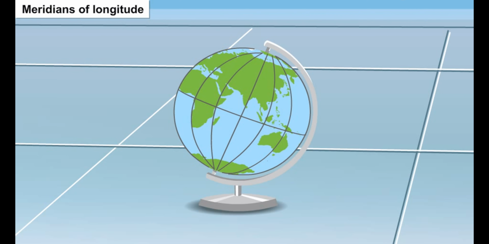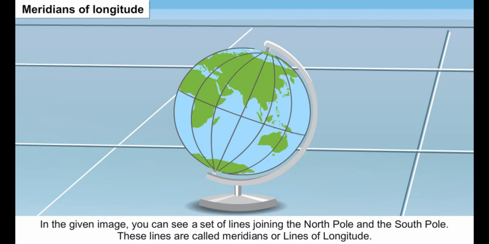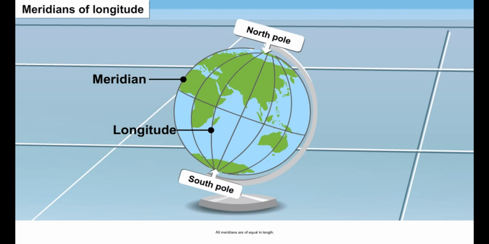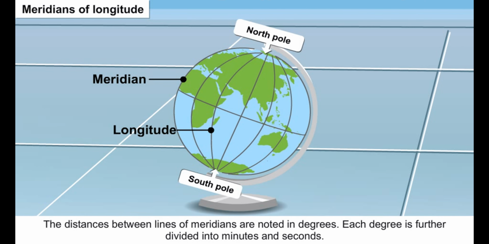Meridians of longitude. In the given image, you can see a set of lines joining the North Pole and the South Pole. These lines are called meridians or lines of longitude. All meridians are of equal in length. The distances between lines of meridians are noted in degrees. Each degree is further divided into minutes and seconds.